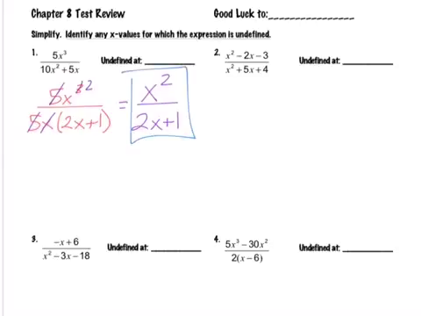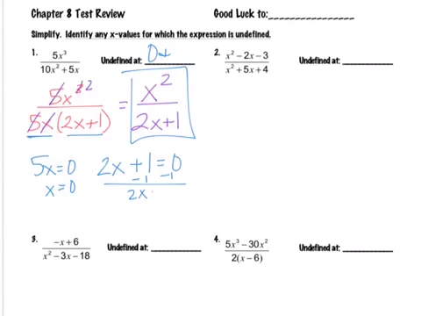Now, where is it undefined? I always go back to this right here. I'd set 5x equal to 0, divide by 5 on both sides, and x is 0. Undefined at 0. And this one I set equal to 0: 2x plus 1 equals 0, so 2x equals negative 1, divide by 2 on both sides, and x equals negative 1/2. So it's undefined at 0 and negative 1/2.